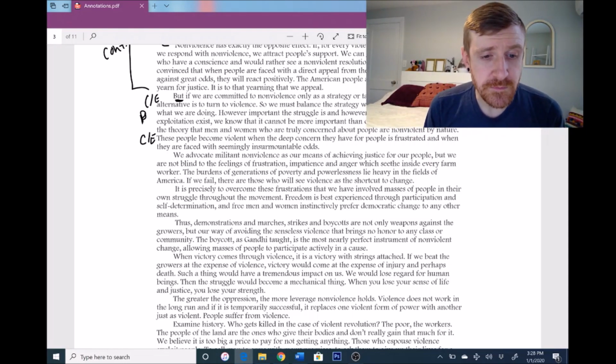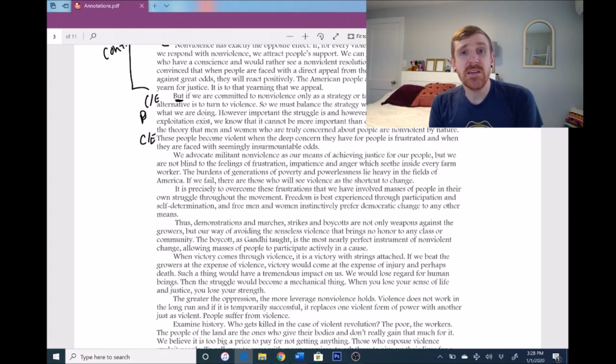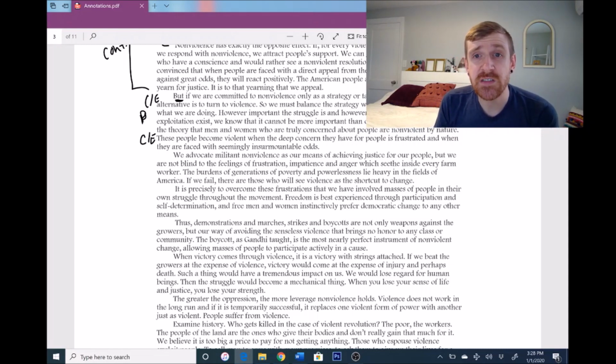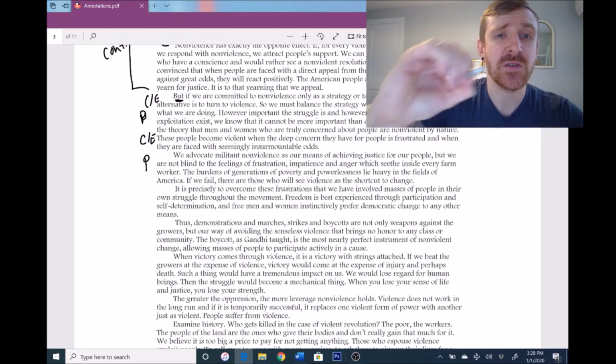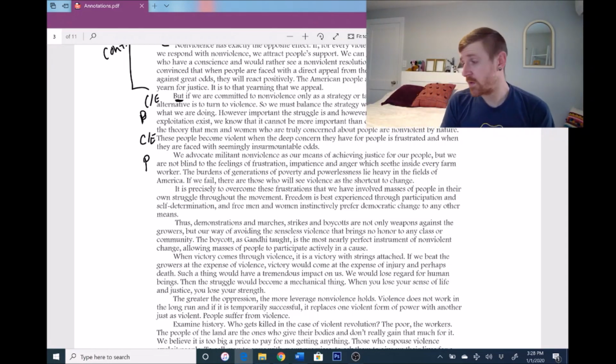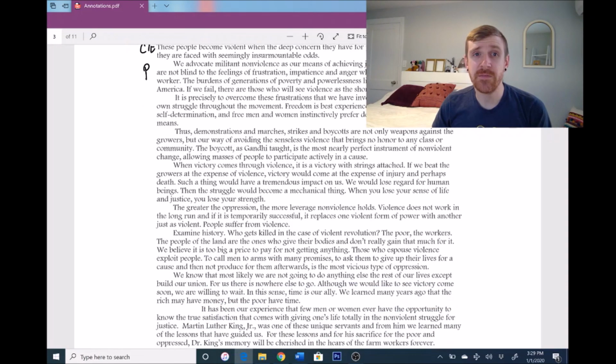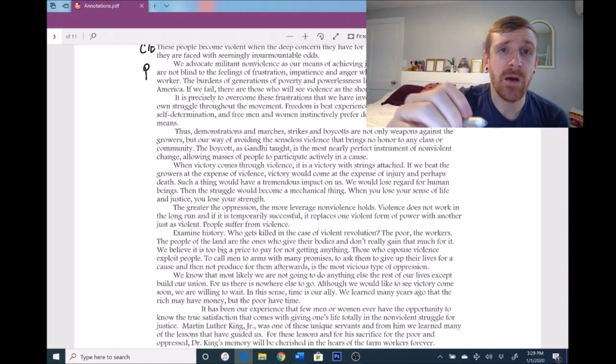Sure enough, though, we have this continued where it says, we advocate militant nonviolence as our means of achieving justice for our people. We are not blind to the feelings of frustration, impatience, and anger which seethe inside every farm worker. The burdens of generations of poverty and powerlessness lie heavy in the fields of America, and if we fail, there are those who will see violence as a shortcut to change. So notice he's presenting a potential problem here that does need to be worked out. And yet, you're going to realize right after, very soon, we have our answer.